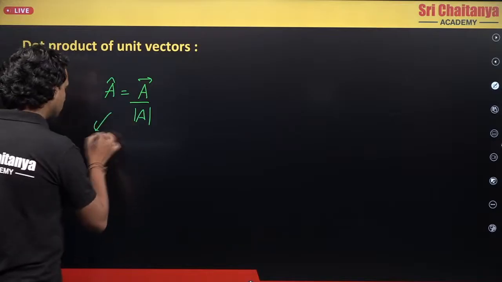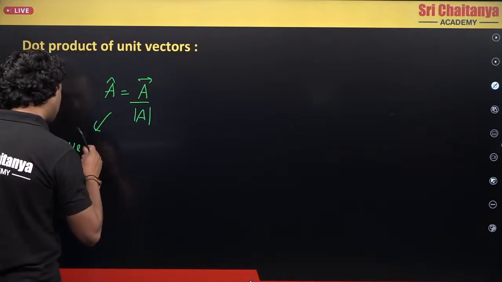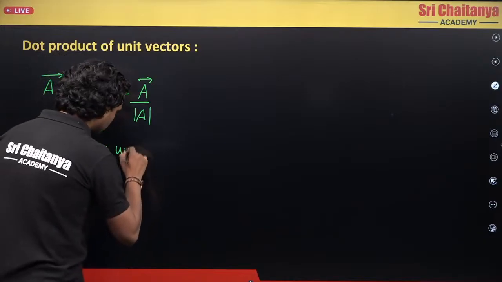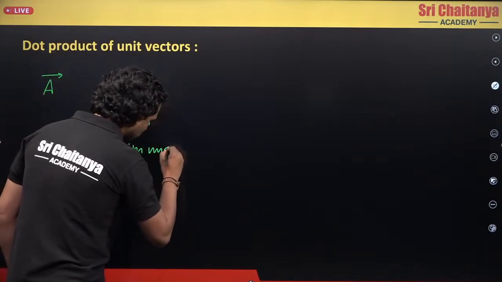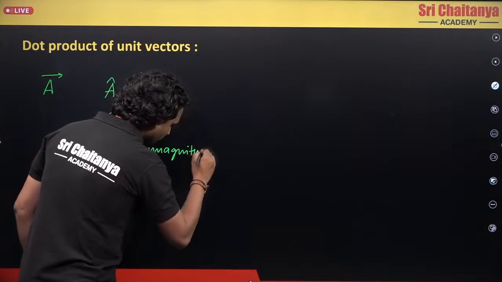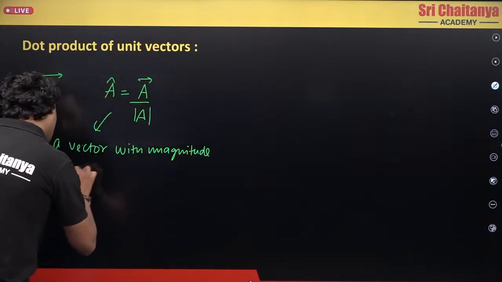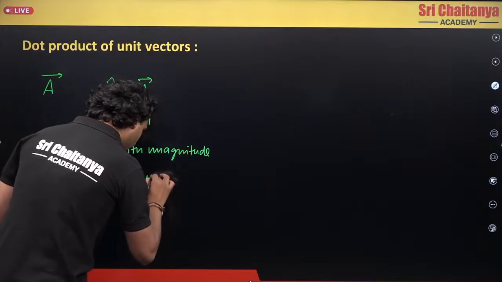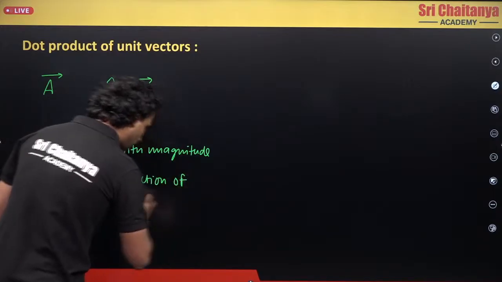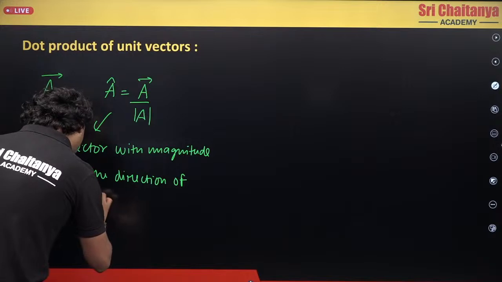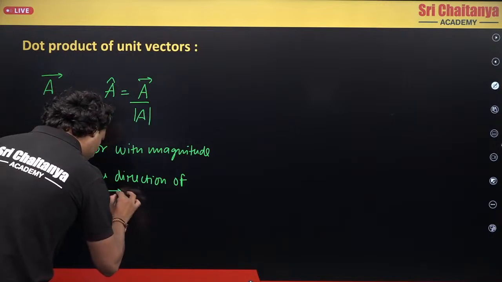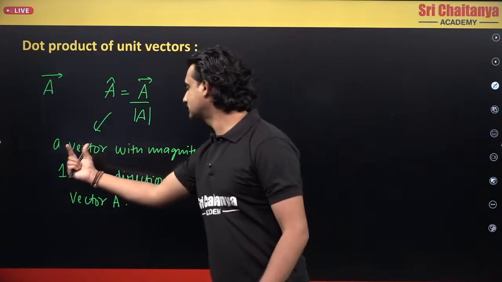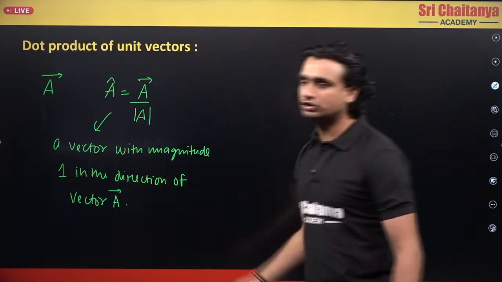So what is a unit vector? Basically a unit vector is a vector with magnitude 1 in the direction of vector A. Okay, so this is the unit vector. It is a vector with magnitude 1 in the direction of vector A.